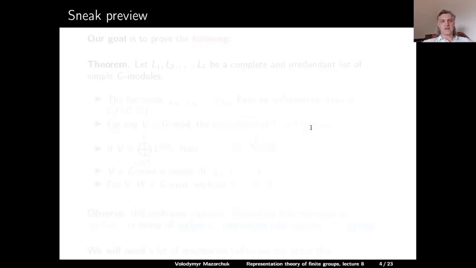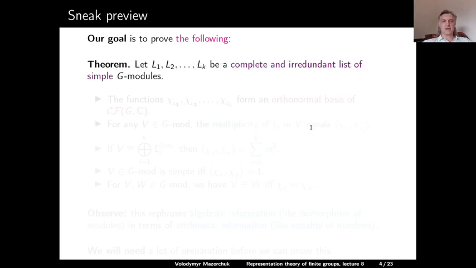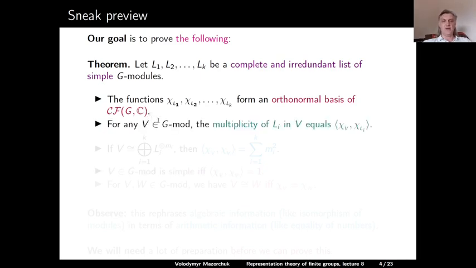Now let us take a quick sneak preview of the main result of this and the next lecture. Our goal is to prove the following theorem. Let L1, L2, and so on up to Lk be a complete and irredundant list of simple G-modules. Claim 1: the characters of these simple modules form an orthonormal basis in the algebra of all class functions. Claim 2: for any V in G-mod, the multiplicity of the simple module Li in V equals the inner product of the character of V and the character of Li.